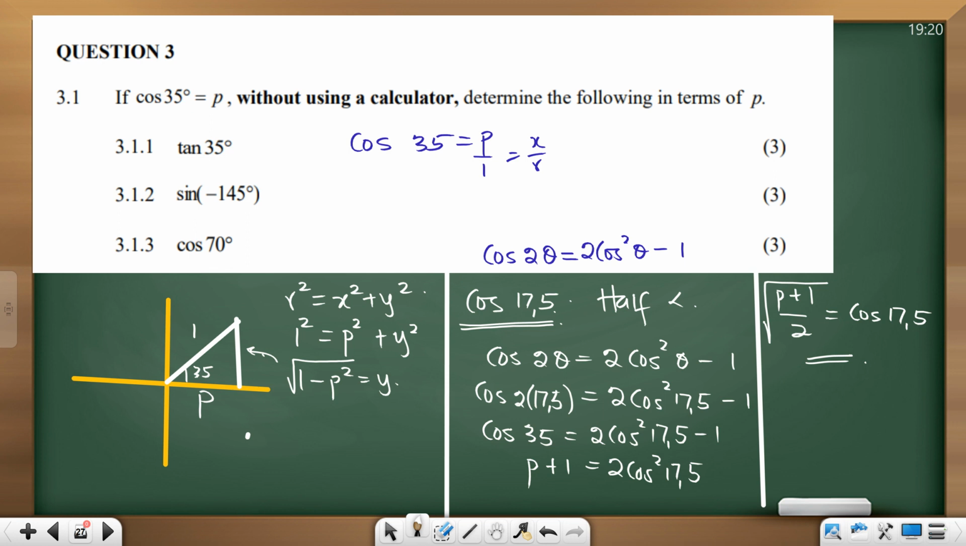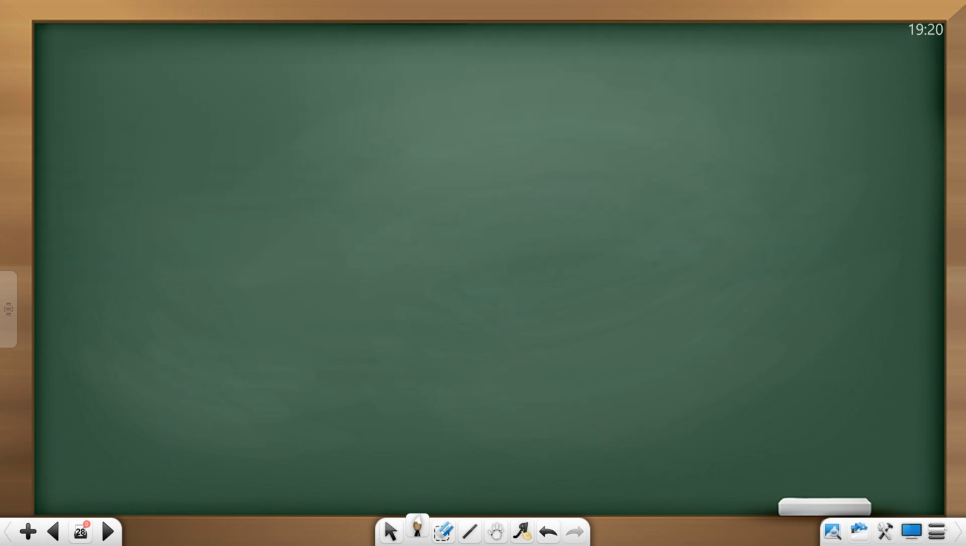Can I move on? I've got one lovely question here. It says, determine without the use of a calculator 2 sine negative 20 times sine 160 minus cos 40. Without using a calculator, we want the value.